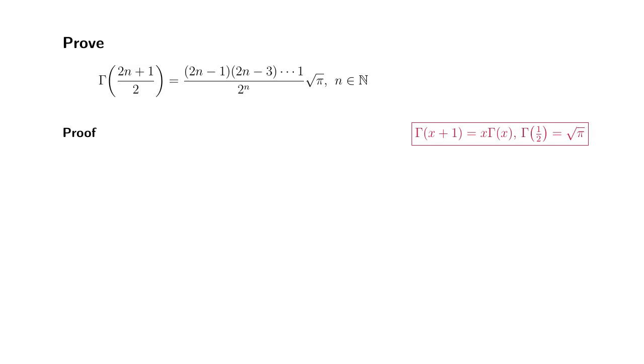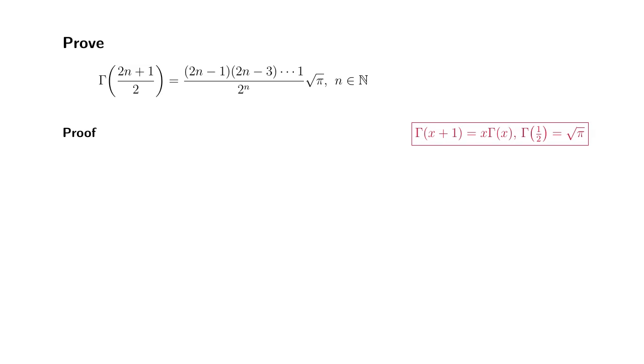All right, let's try to prove the gamma of odd halves formula, which is stated here. Before we get started, I'm going to assume that we already have the reduction formula, which is gamma of x plus 1 is equal to x times gamma of x. And also, we already know that gamma of 1/2 is square root of pi. All right, so let's start with the left-hand side.